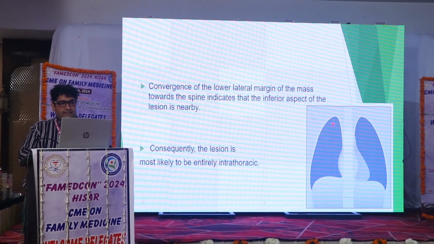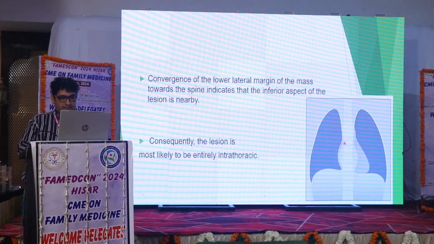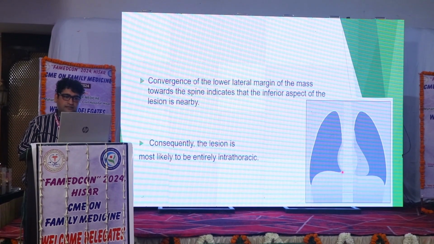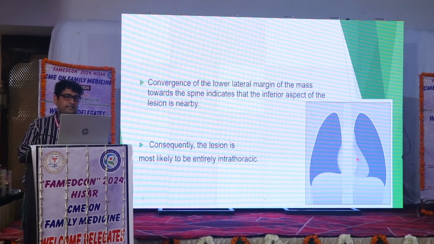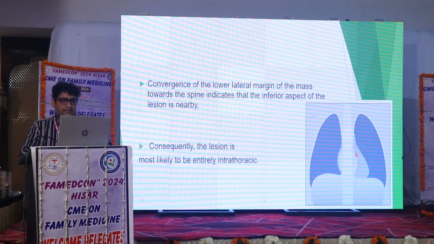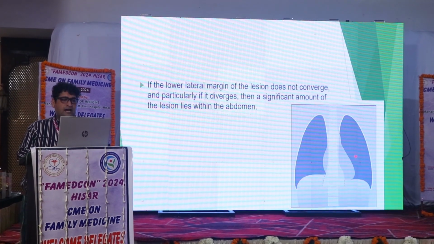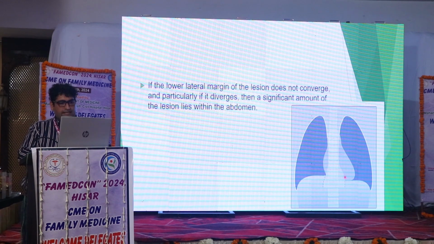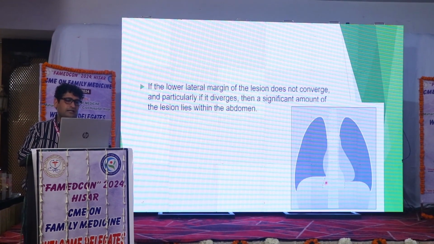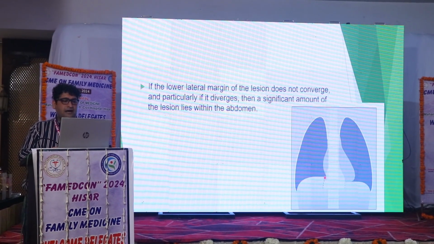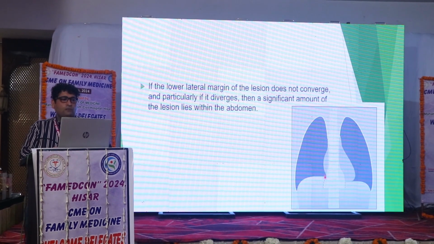And here is one more sign. See here, if the mass lower boundary is narrowing down just along the spine, it means its boundary is clearly seen and it is lying in the thorax. However, if the mass lower boundary is not narrowing down along the vertebrae, it means the mass is partly abdominal also.